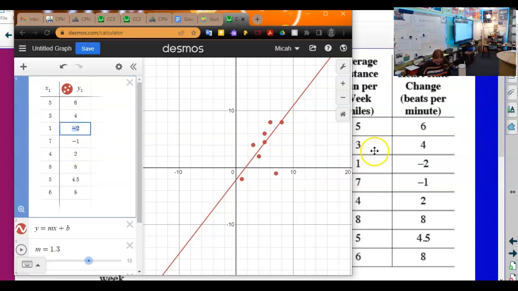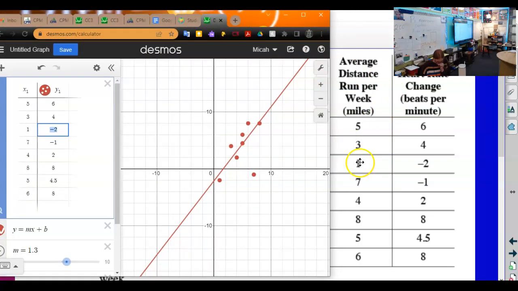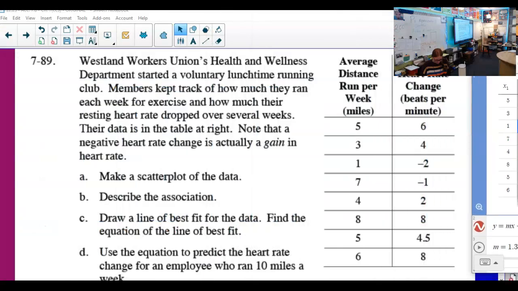So what they were saying was with 1 mile ran per week, the resting heart rate change. He only ran 1 mile, that's not very substantial. I mean, it's good that his resting heart rate went down. I think that's a positive. I forget. No, it went down because negative. Why are we arguing?